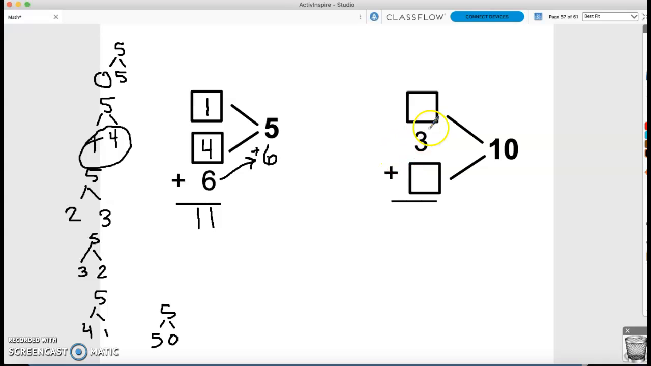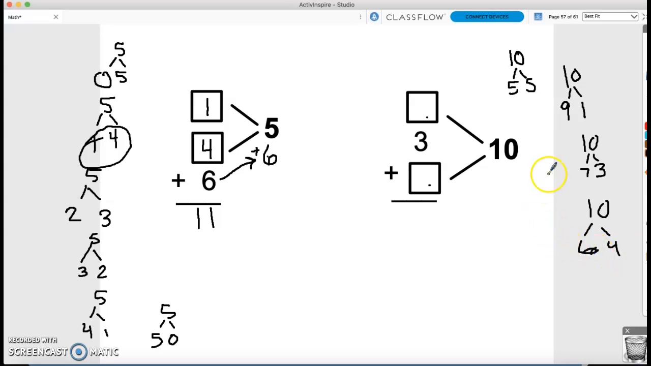So let's try this. I need two numbers that make 10. There are a lot of numbers that make 10. I'll just go over a few of them. You can have 10. An easy one is 5 and 5. 10 can be 9 and 1. 10 can be 7 and 3. 10 can be 6 and 4. And there's other ones, but I'm going to just stop at that.